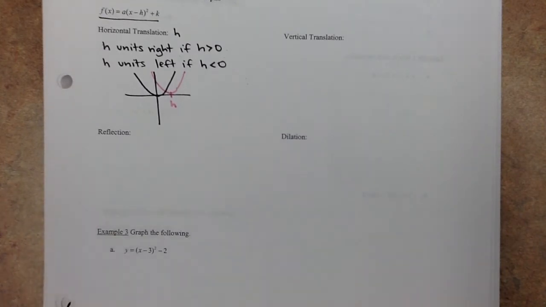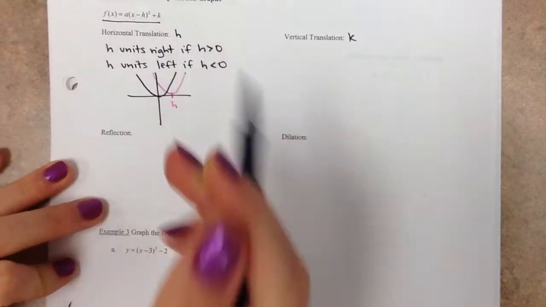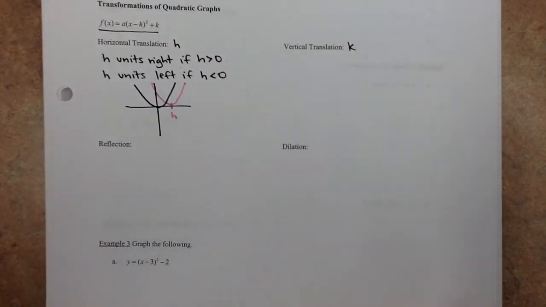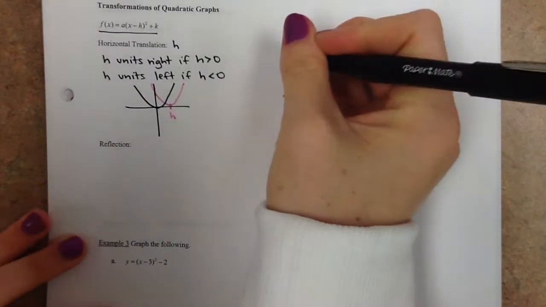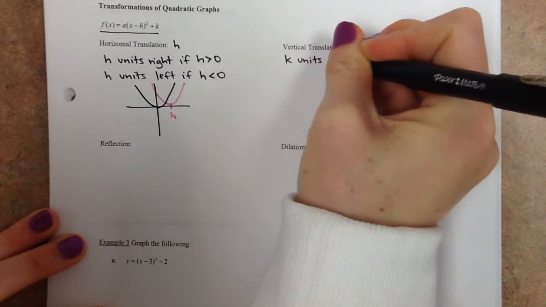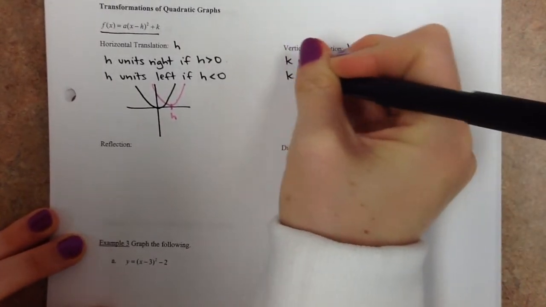And so it would move the x value of the vertex over to the left or maybe over to the right. Vertical translation would be up or down. This is given by the value of k, the value that's hanging out on the end here. So if you have some sort of number there, it's going to be a vertical translation. It's going to move your graph up or down. Okay, so it's going to be k units up if k is positive. And then it would be k units down if k is negative.